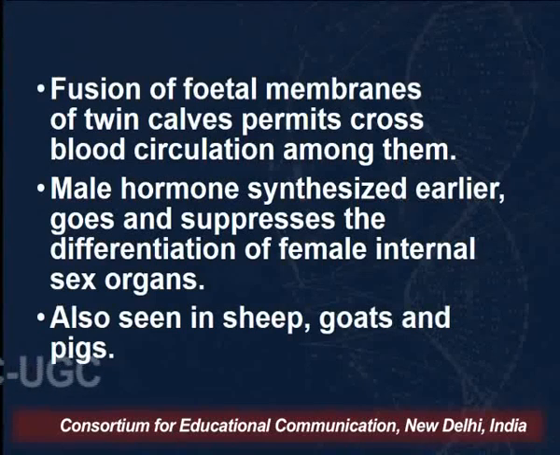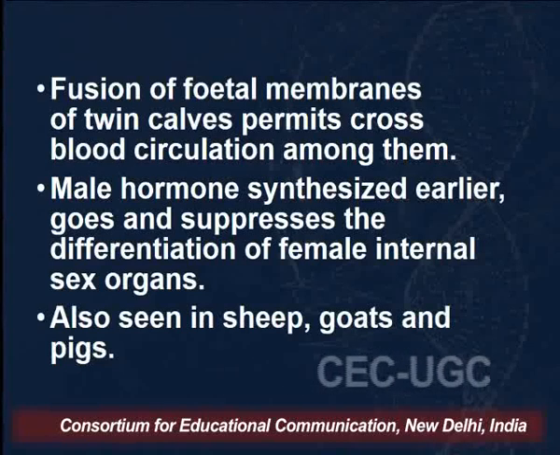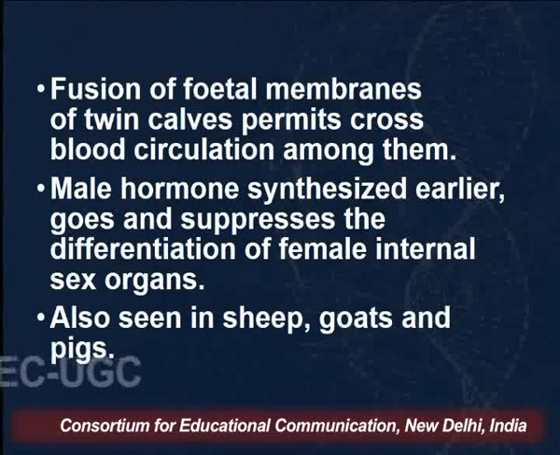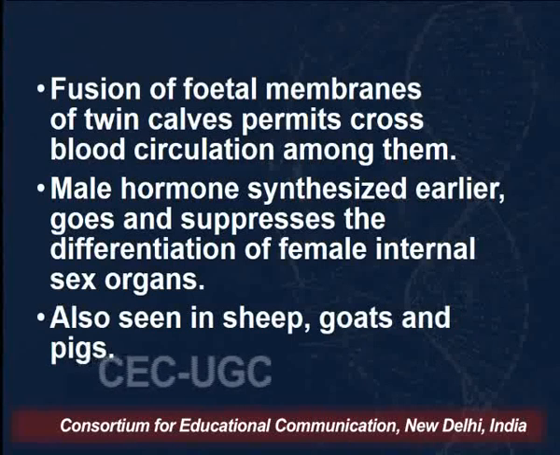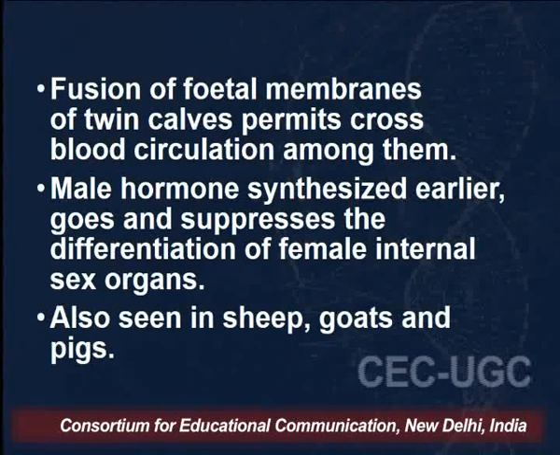So what really happens is that the fetal membranes of the twin calves fuse, and this permits cross blood circulation among them. The male hormone, since it is synthesized earlier, goes to the female womb and suppresses the differentiation of female internal sex organs. This type of situation is also seen in sheep, in goats, and also in pigs. It is very common, the freemartins.